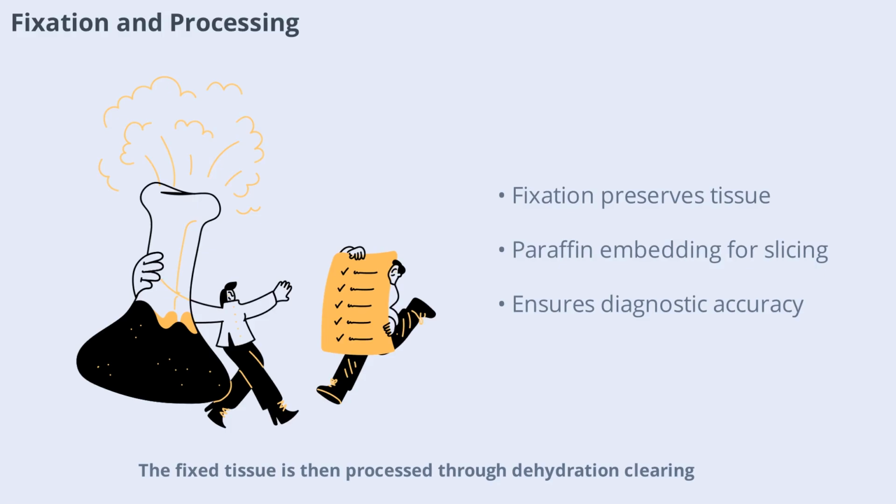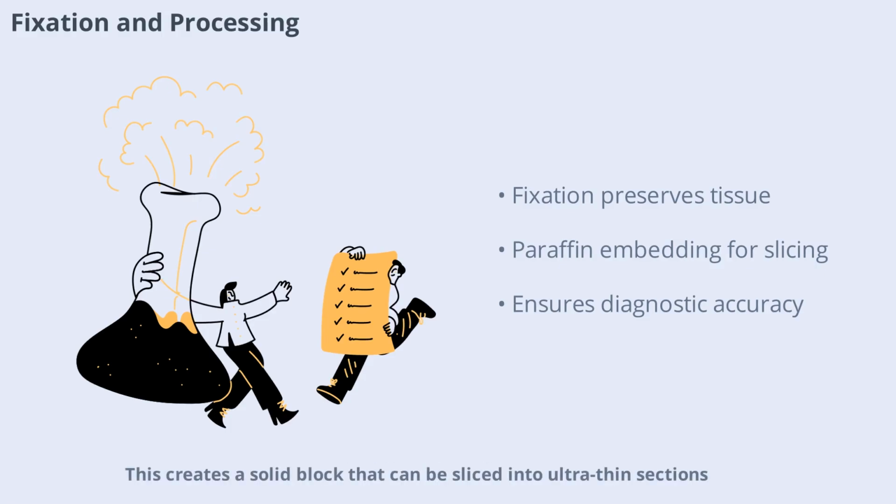The fixed tissue is then processed through dehydration, clearing, and embedding in paraffin wax. This creates a solid block that can be sliced into ultra-thin sections. These sections are then mounted on glass slides, ready for staining and examination. Each step in this process is meticulously performed to ensure the highest quality results for diagnosis.